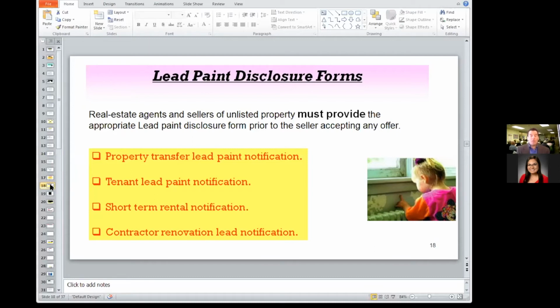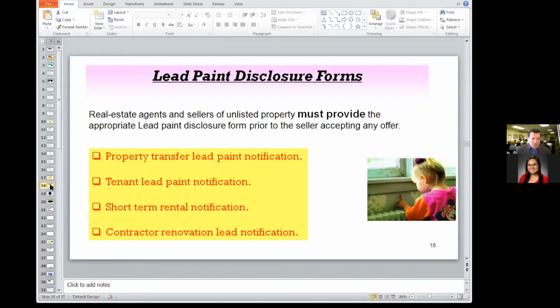The rule is you only use a lead paint disclosure form on a target property. And a target property is a house built, based on the building permit, before 1978. I see so many real estate agents like, well, I still use the form on a 1985 property. No, no, no. Use the form on target properties. Do not use it unless it's a target property. So we have the property transfer lead paint notification. That's the most common one you guys are going to use. And then there's a tenant lead paint notification.